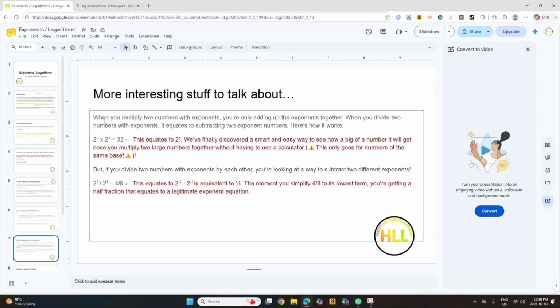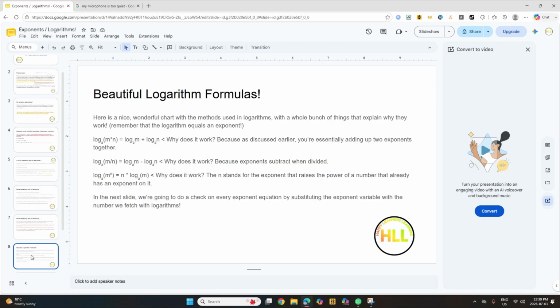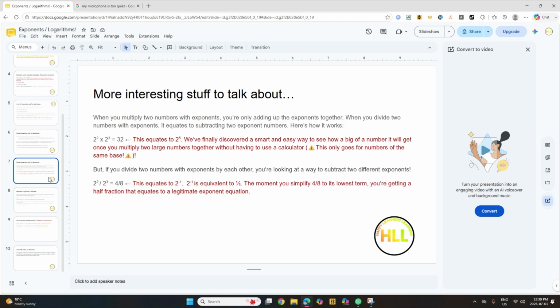When you multiply two numbers with the same base number but different exponents, you're only adding up the exponents together. If you'd like to take a look, you can pause here for a moment. It's all addition and subtraction right here, but only on exponents. And there are a bunch of beautiful logarithm formulas right here. Actually, why don't we just do examples on that one first?